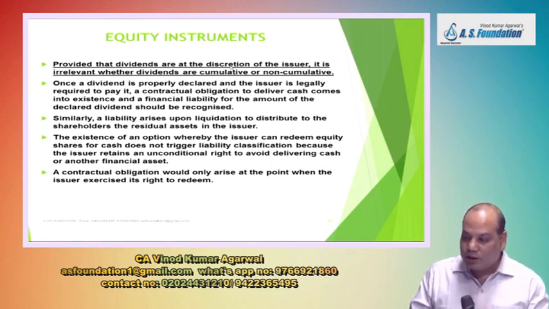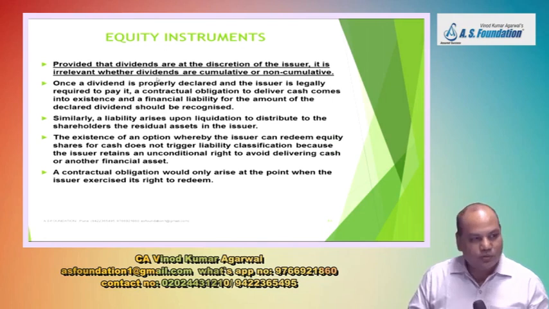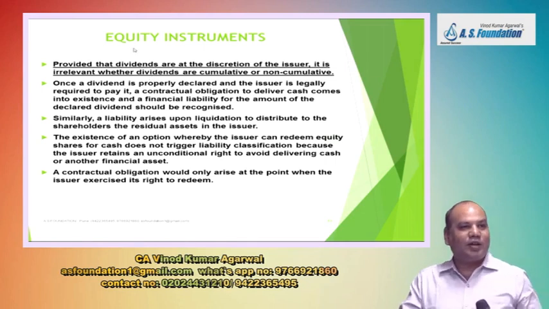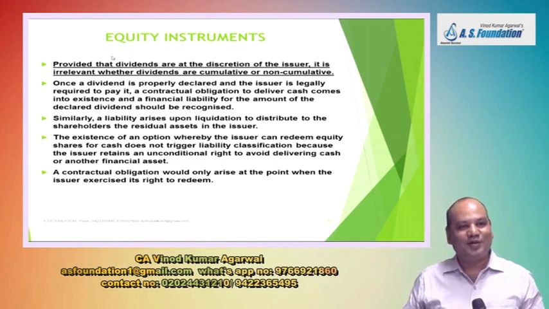Now, provided that dividends are at the discretion of the issuer, it is irrelevant whether dividends are cumulative or non-cumulative. Because to confuse you, the institute may give you that the dividend is cumulative. But if it is discretionary, let it accumulate, don't pay. It is equity. Is it right? Suppose your stipend is discretionary at the hand of your boss, he will not pay. Let it accumulate. After 3 years also he will not pay.